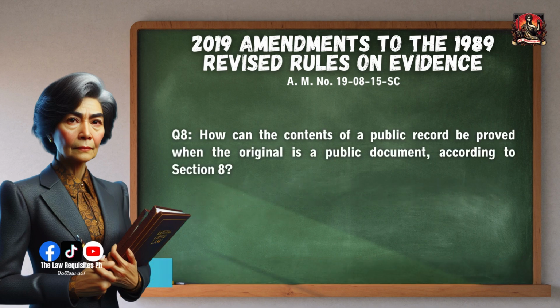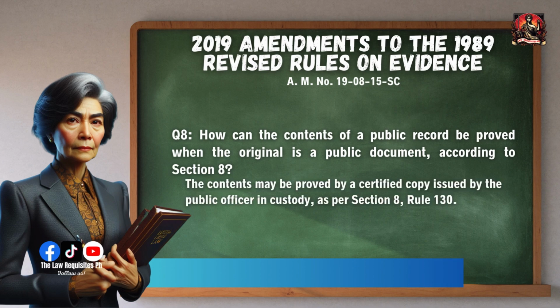Q8. How can the contents of a public record be proved when the original is a public document, according to Section 8? The contents may be proved by a certified copy issued by the public officer in custody, as per Section 8, Rule 130.